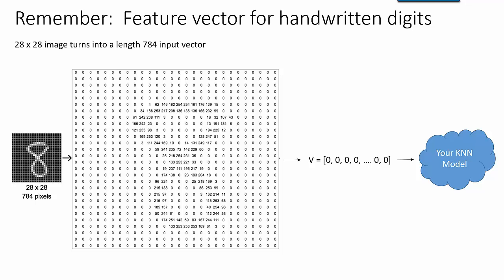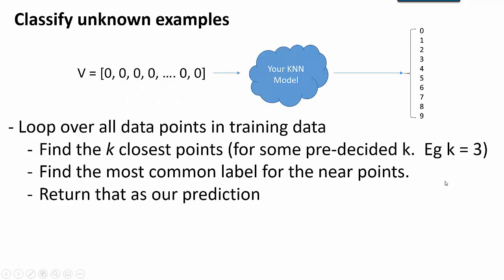But just to be clear and to remind you, each handwritten digit is a 28 by 28 pixel image. Each value is a grayscale, so 0 would be black, 255 would be white. And the image is turned into this 784 pixel vector, this input vector here. So that's what's on each single line of the CSV file, and that's what the input to your k-nearest neighbor model will be. So here's the algorithm.